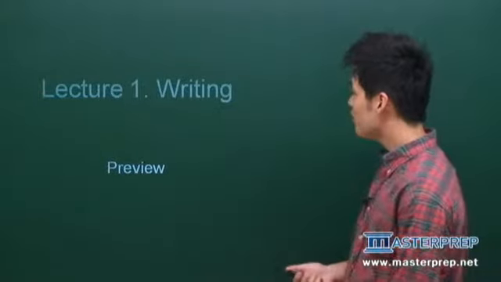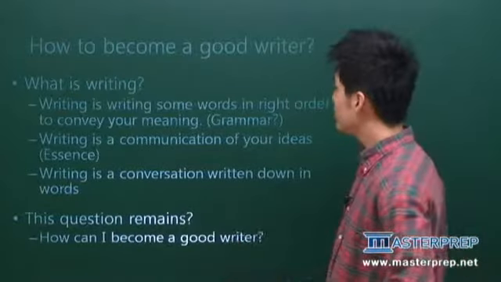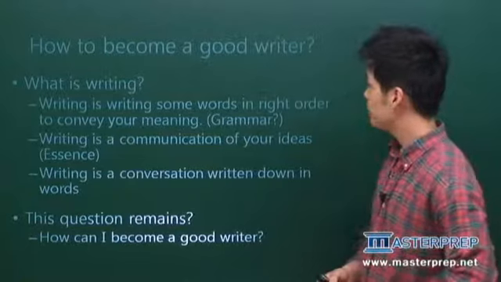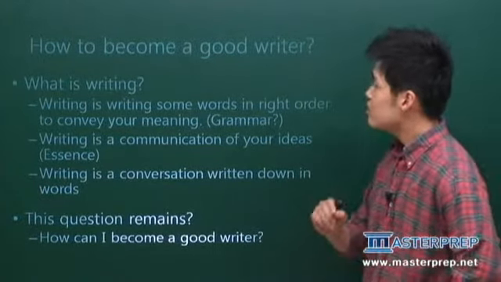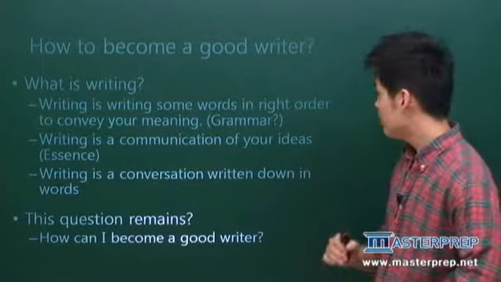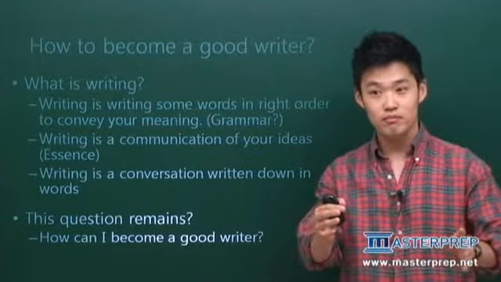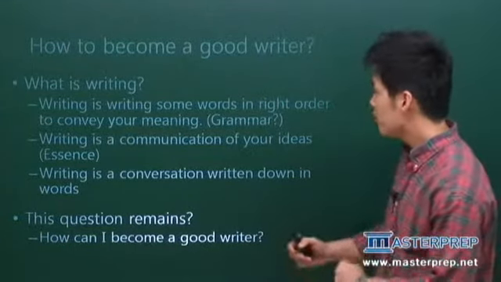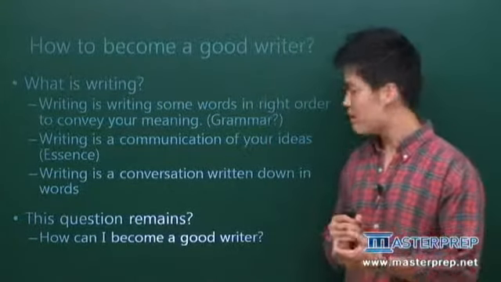So lecture 1, writing, and I'm going to preview the whole thing that we're talking about: how to become a good writer. First of all, we have to know the definition of writing, right? Writing is writing some words in the right order. You can't write "I am boy"; you have to write "I am a boy." You have to write in that order to convey your own meaning. So this must be pertinent to grammar.